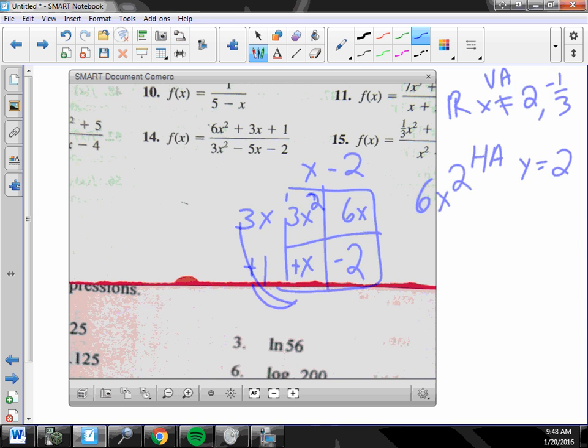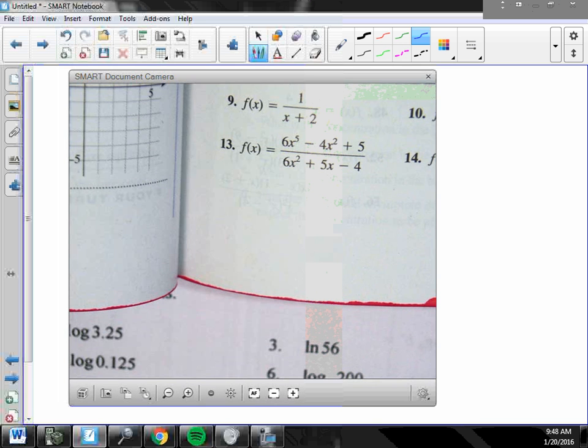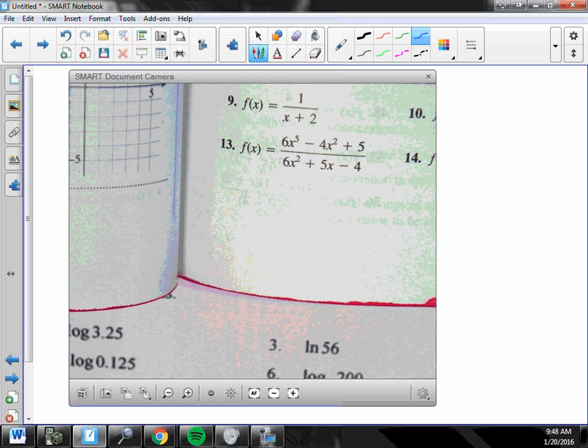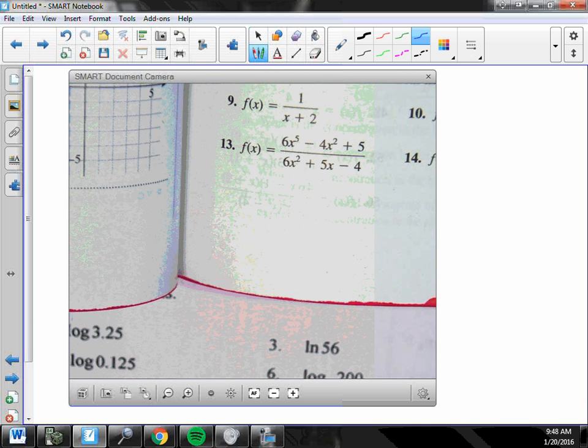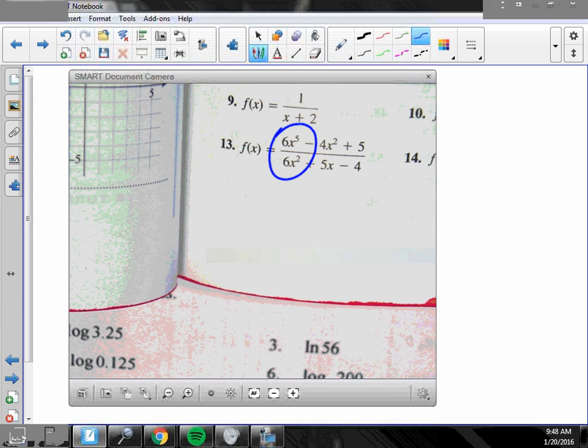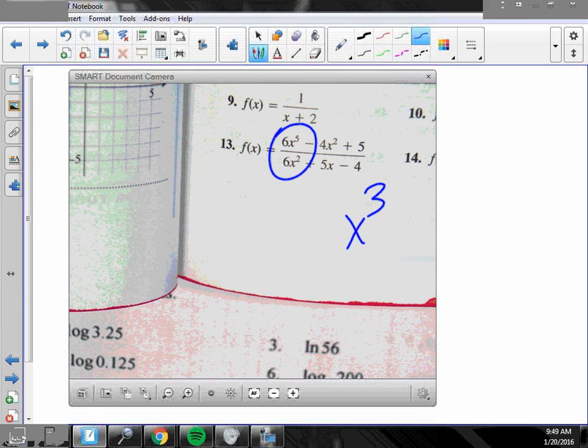Okay. Look back at number 13. Is it going to have a horizontal asymptote? It's going to have some sort of asymptote, but it won't be horizontal. So you divide that and you get x to the third. It's a cubic asymptote. But it only wants you to list the HAs. So that one, I don't think they want you to list anything.